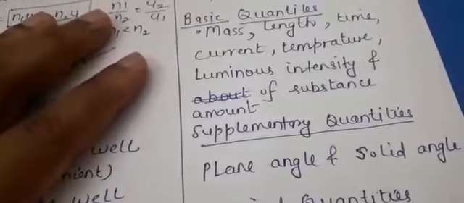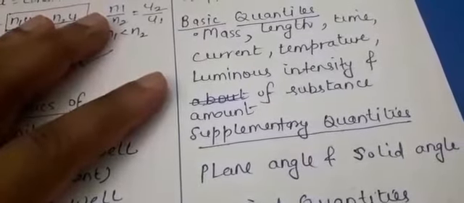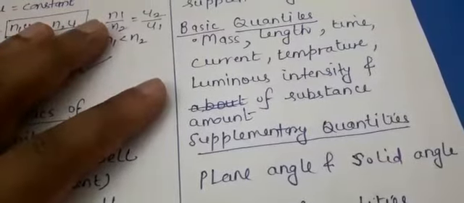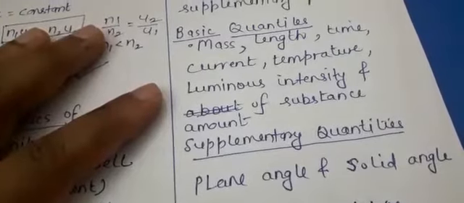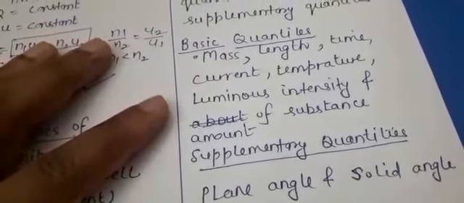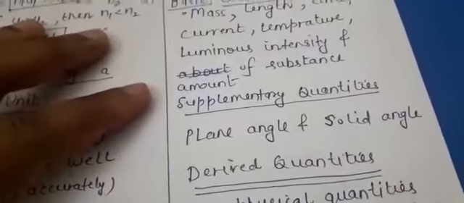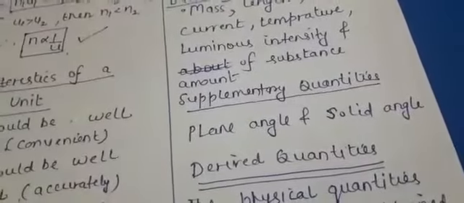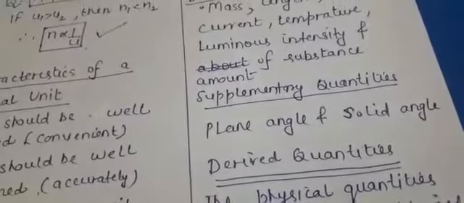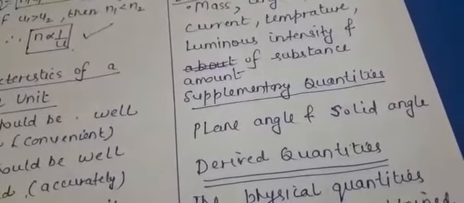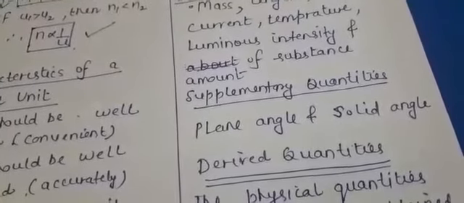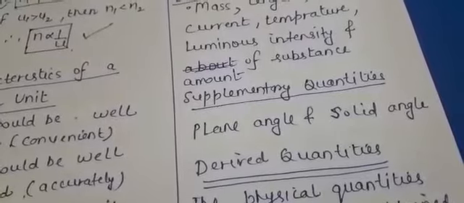Now a few quantity terms you are familiar with: mass, length, time, temperature, current, and 2 more quantities that are new. And the supplementary quantities we are discussing here are plane angle and solid angle. We will explain what these two are. First of all, we are just introducing these two terms.